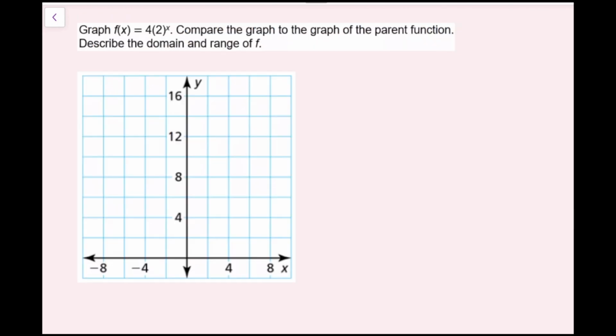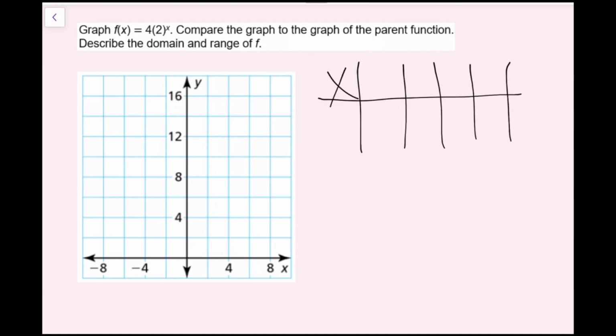Graph f of x equals 4 times 2 to the power of x. Compare the graph to the graph of the parent function. Describe the domain and range of f. All right, so whenever I'm graphing and I'm feeling unable, I can make a table. I like to say that phrase. So I'm going to make a table of values here. So I have x, and then I have f of x.